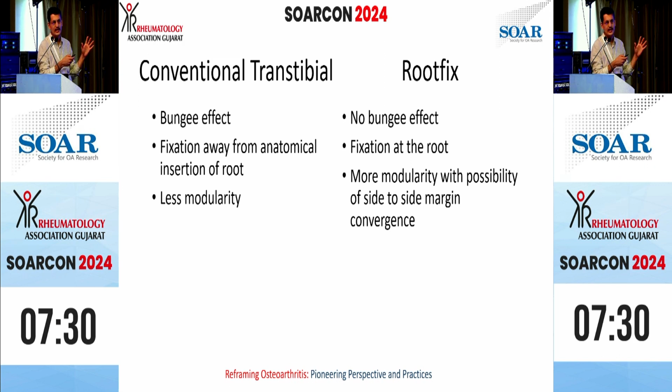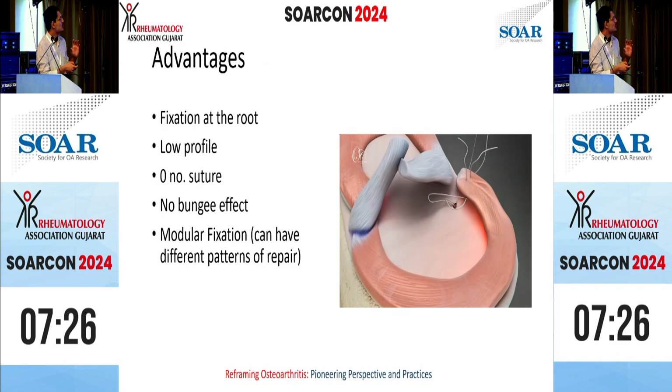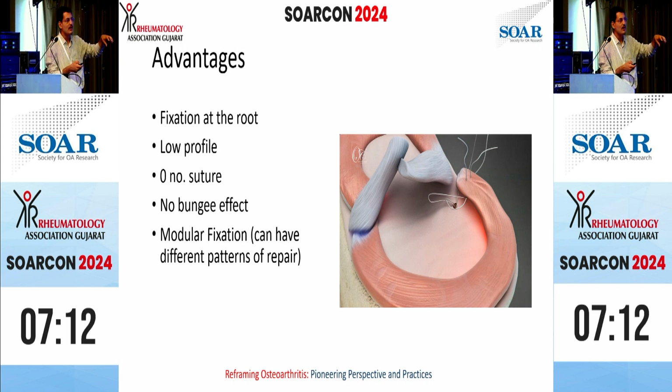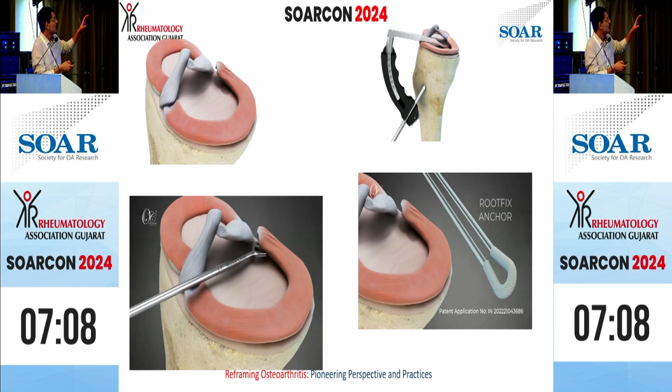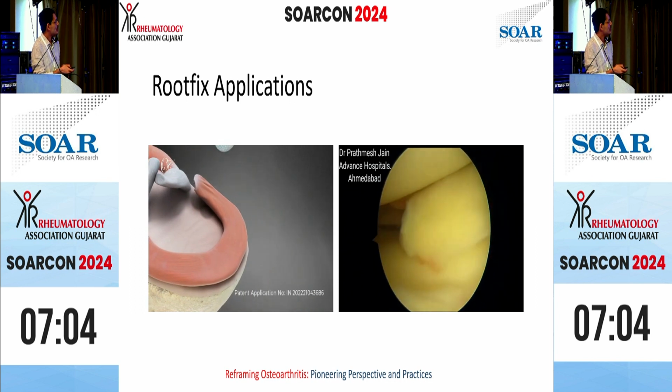So, there are two techniques of fixation, a transtibial technique and a root fix technique. I'll be just focusing on this particular technique, which is called the root fix technique. Because the meniscus is torn from the tibia, we put an anchor on the tibia and we repair the meniscus onto the tibia with the help of this device, and this is called a root fix device. This is a patented device and we fix it onto its place. So, this is how it works.